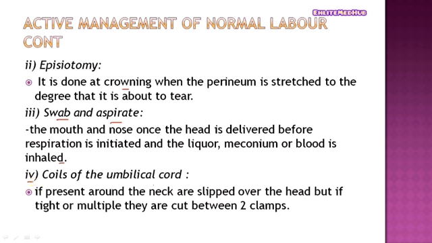Fourth is coils of the umbilical cord. If present around the neck, they are slipped over the head, but if tight or multiple, they are caught between two clamps.